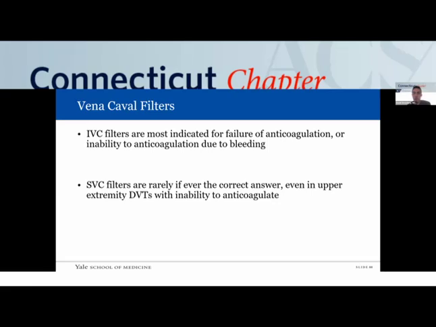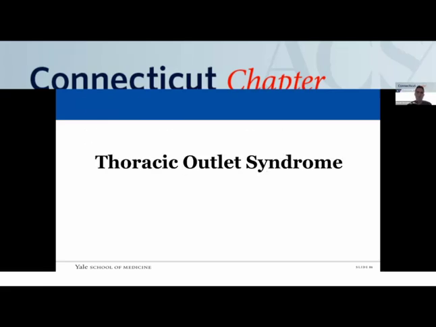Sometimes you'll get questions on upper extremity DVTs and inability to anticoagulate. SVC filters are rarely, if ever, the answer. I don't think I would pick that on the exam. It's off-label. You'd have to take it off and reverse it and put it back on the delivery system, or you would use a femoral one and go through the jugular to deploy it. And there's a risk of migration. There are some papers written about it, but I would not answer this for the ABSITE.